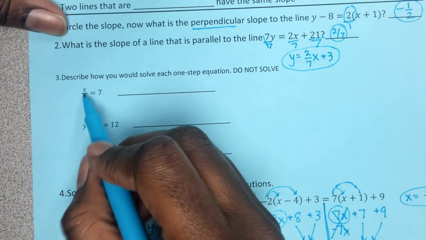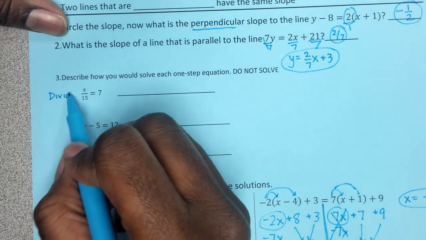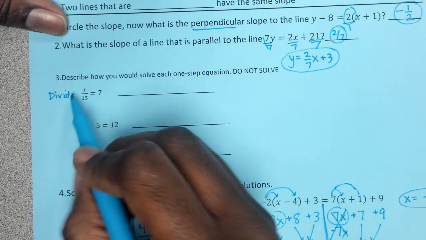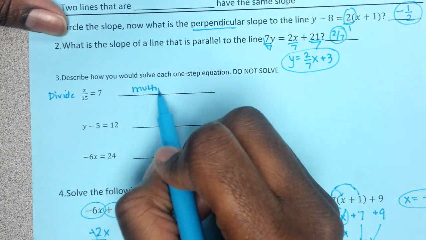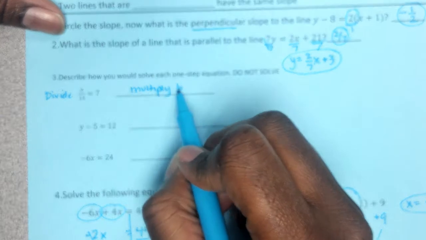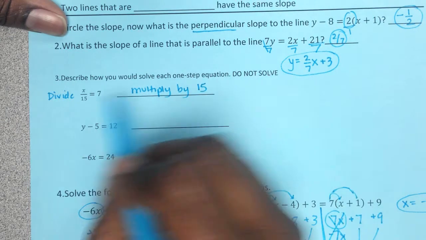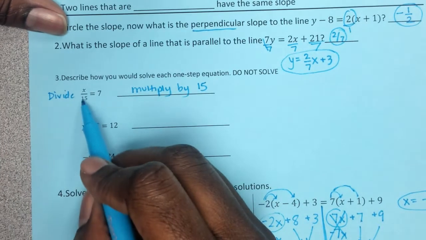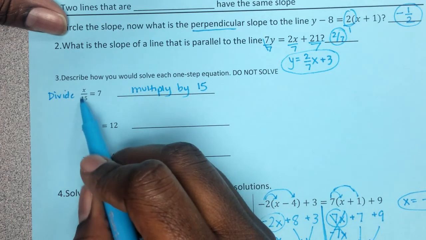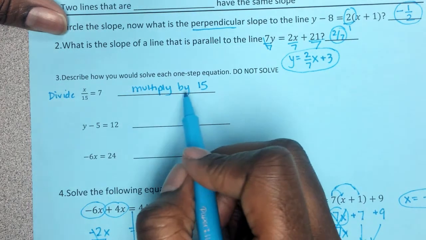So what's happening over here is it's getting divided right now. What's the opposite of divide? You need to multiply by the denominator, which is 15. All right? So if you see a fraction, that means division is going on. So you need to do the opposite of divide, which is multiply.